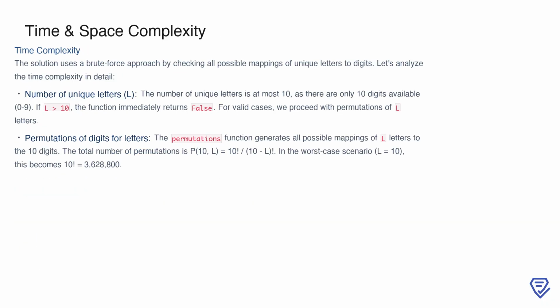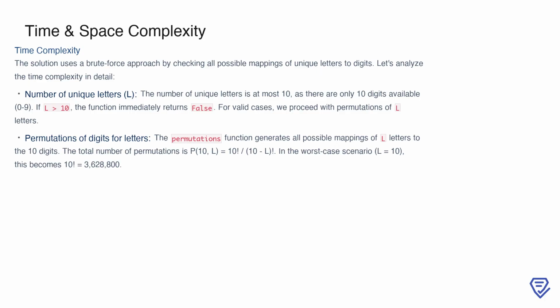The time complexity analysis begins with understanding the brute force nature of the solution. Since we are checking all possible mappings of letters to digits, the first thing to note is the number of unique letters, denoted as L. This value is at most 10, as there are only 10 digits available from 0 to 9. If the number of unique letters exceeds 10, the function immediately returns false because it's impossible to create a valid mapping.